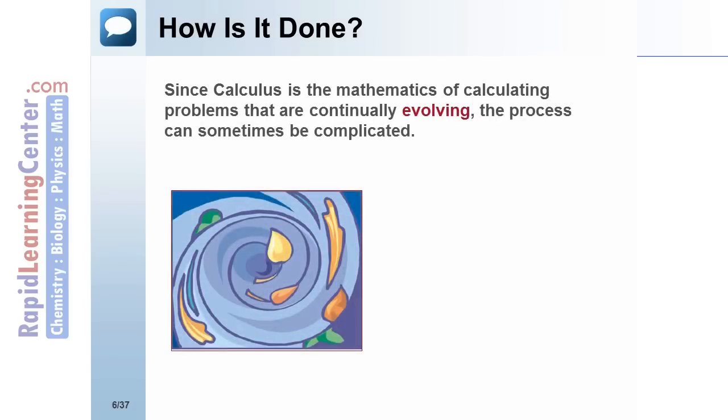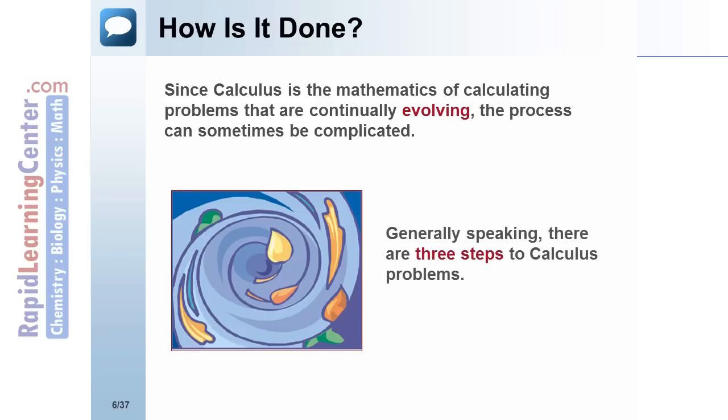So how is it done? Since calculus is the mathematics of calculating problems that are continually evolving, the process can sometimes be complicated. Generally speaking, there are three steps to calculus problems.